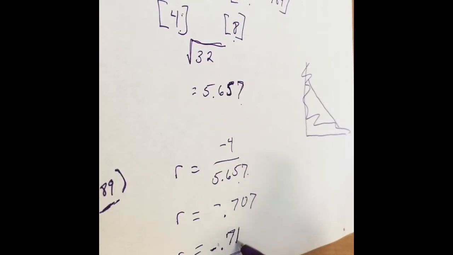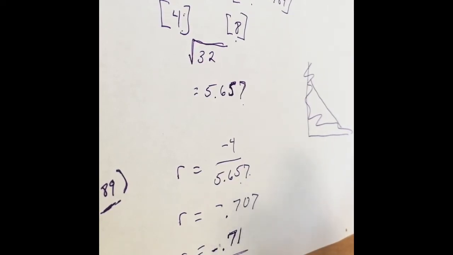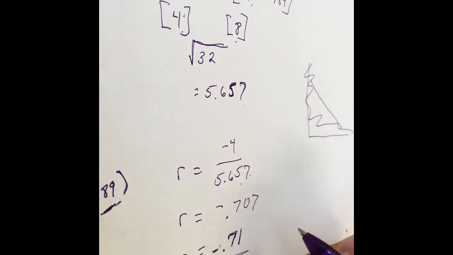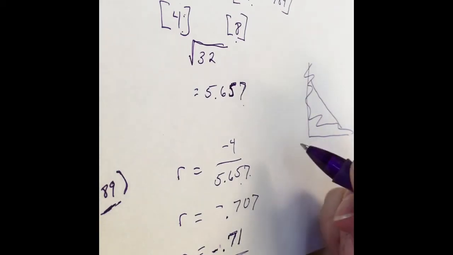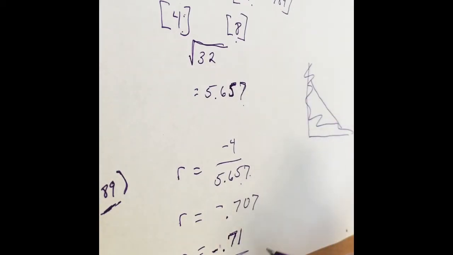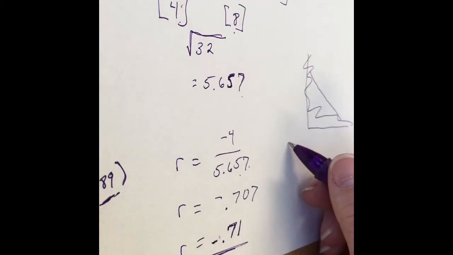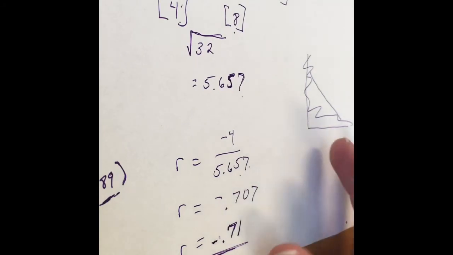Which means that this correlation is 71% strong. The negative doesn't mean that it's bad. What it means is that as juice drinks go up, doctor visits come down. And what we would say is that doctor visits can be explained 71% by the amount of juice you drink. And this negative just means that as juice goes up, doctor visits go down.